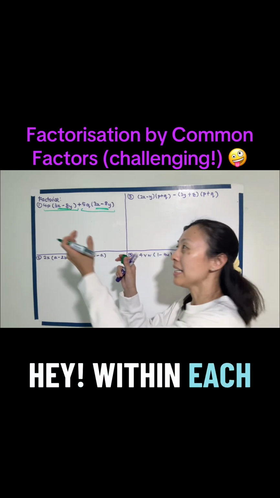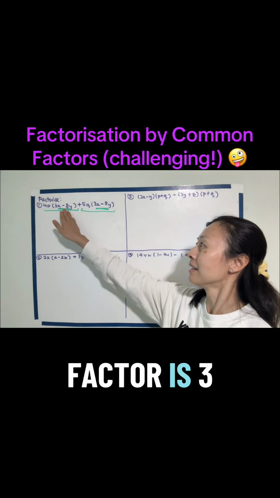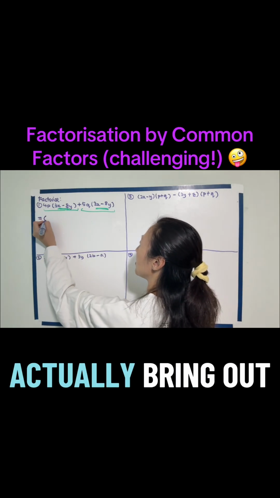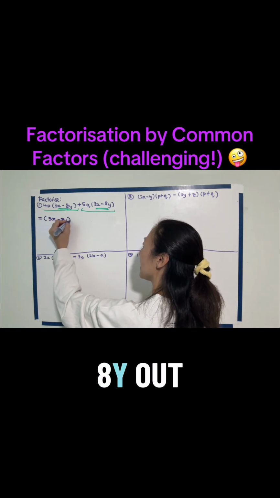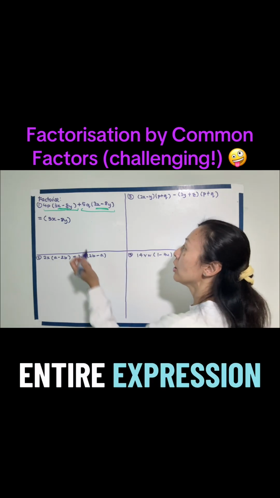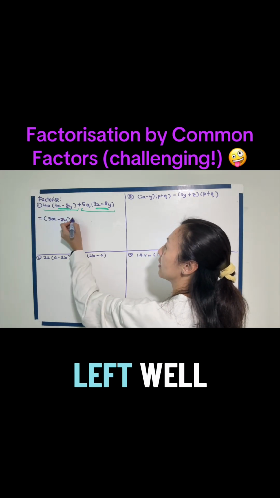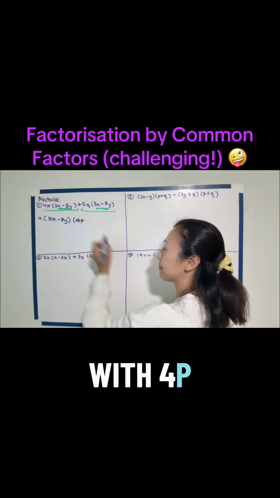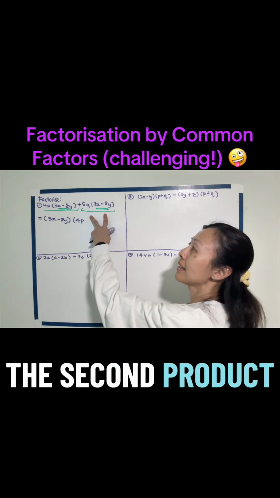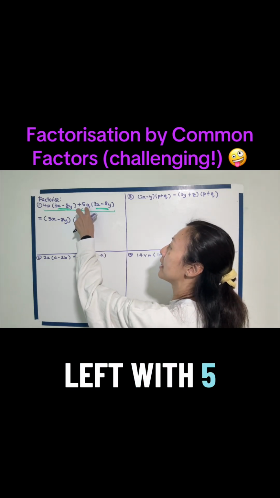Hey, within each product, we have something in common. And the common factor is 3x minus 8y. So the next step is to actually bring out 3x minus 8y out of each product of the entire expression. So after I have brought out 3x minus 8y out of this first part, what have I left? Well, I am left with 4p. And subsequently, in the next part of the expression, the second product, when I bring out 3x minus 8y, I will be left with 5q.